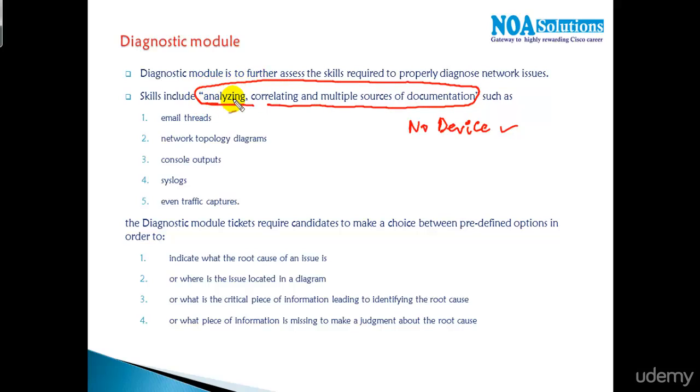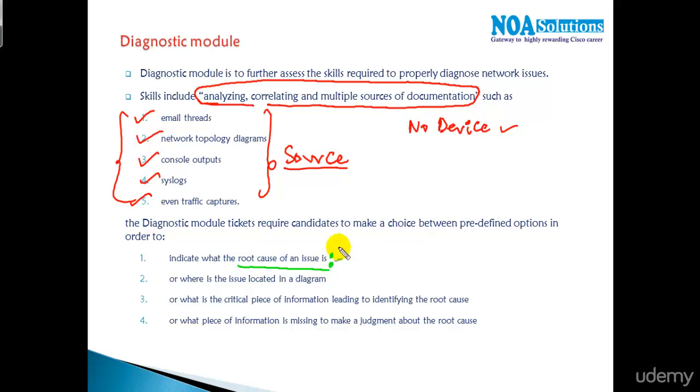In the diagnostic section, you are tested on your skills of analyzing and correlating multiple sources of documentation, such as email threads, network topology diagrams, console outputs, syslog messages, and even packet captures. These are the different sources given to you, and based on those screenshots or outputs, you need to figure out things like what the root cause of the issue is.